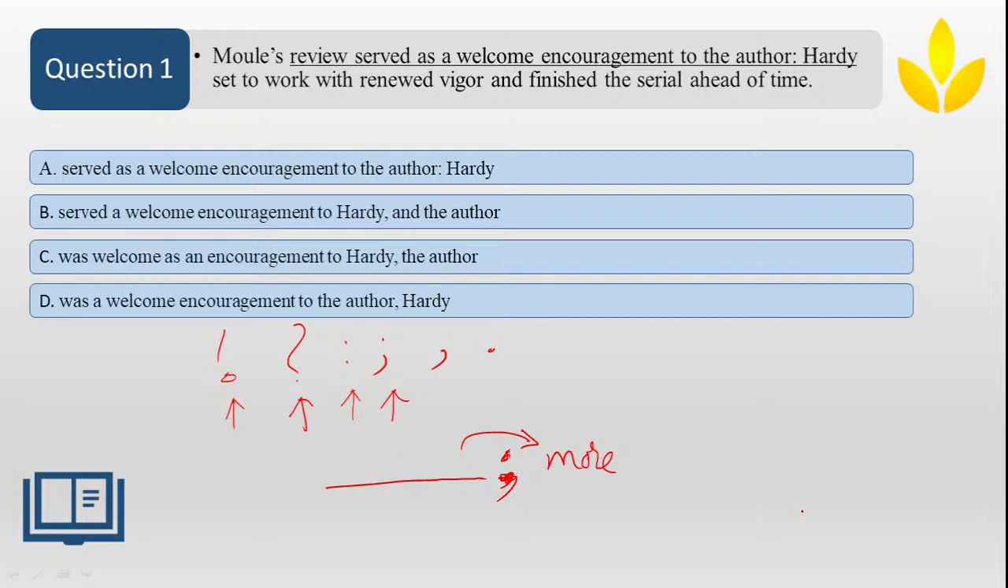So Mowgli's review served as a welcome encouragement to the author is changed into "Mowgli's review was a welcome encouragement to the author to set to work with renewed vigor and finish the serial ahead of time." So this is the correct option because you need to separate only using a comma.